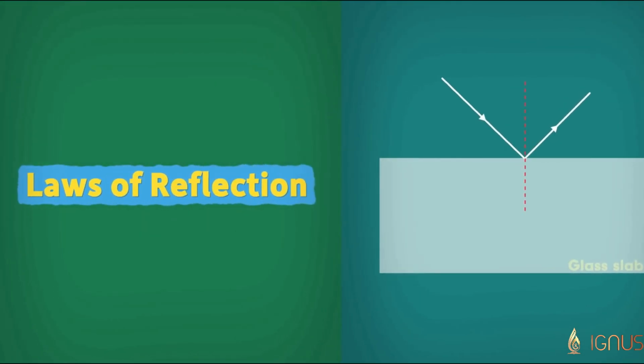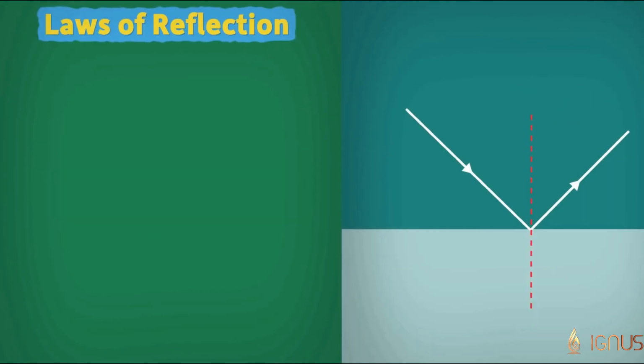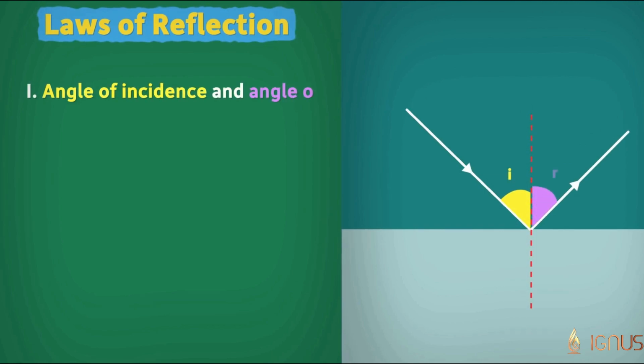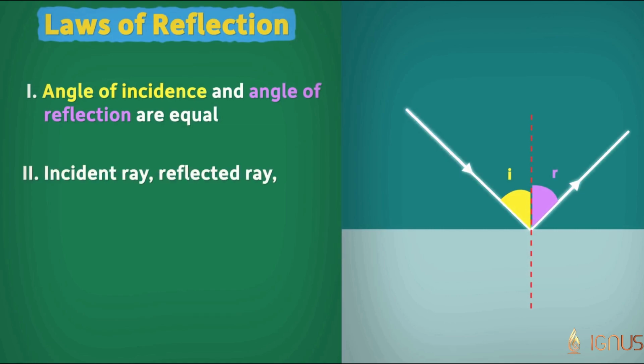We have already discussed the laws of reflection. The first one says that the light ray which is incident is reflected in such a way that the angle of incidence and the angle of reflection are equal. And the second one says that the incident ray, reflected ray and the normal all lie in the same plane.